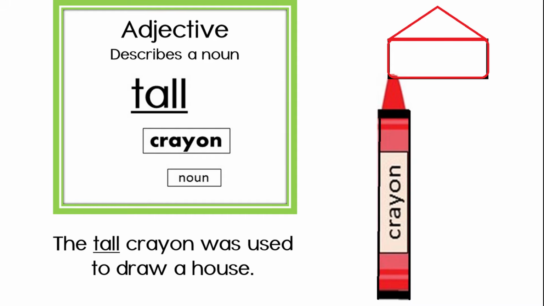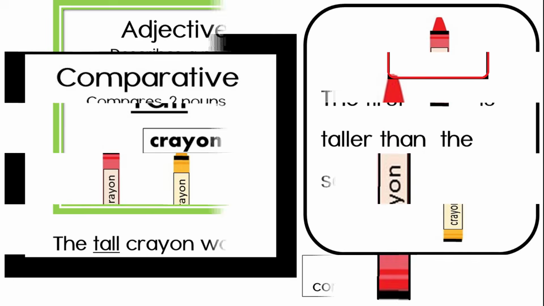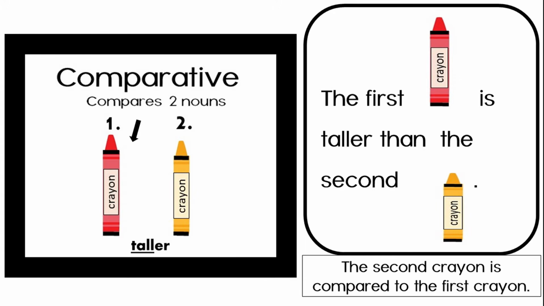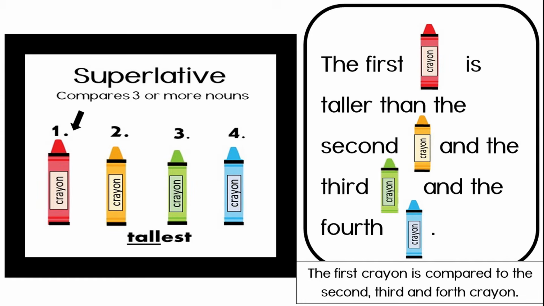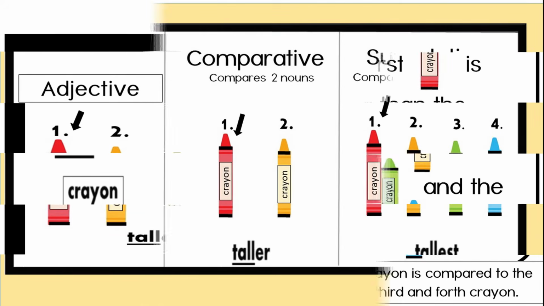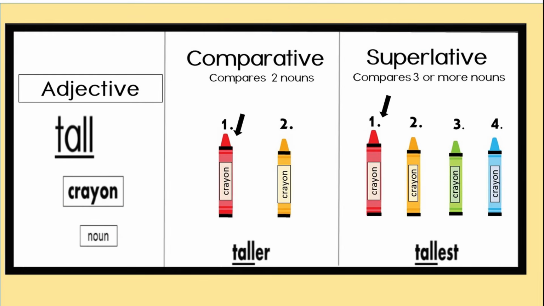Crayon is the noun, tall is the adjective. The tall crayon was used to draw a house. The comparative adjective is taller. The superlative adjective is tallest. Tall crayon, taller crayon, tallest crayon.